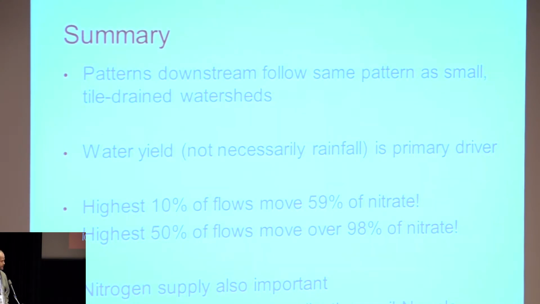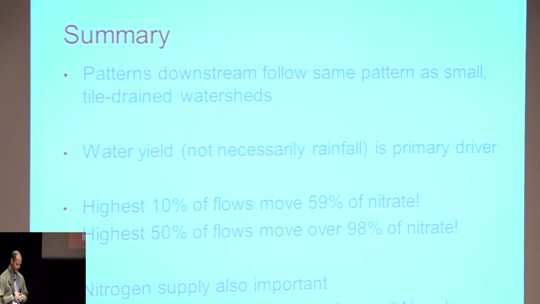So in summary, before I hand it off to Keith, the main things we walked away with is maybe nothing really all that surprising. The patterns downstream certainly follow the patterns in these tile-drained watersheds. Water yield is the primary driver of this nitrate loss, not necessarily rainfall. Timing is very important and muddies that relationship up. The highest 10% of flows move almost 60% of the nitrate. The highest half of flows move essentially all of it.